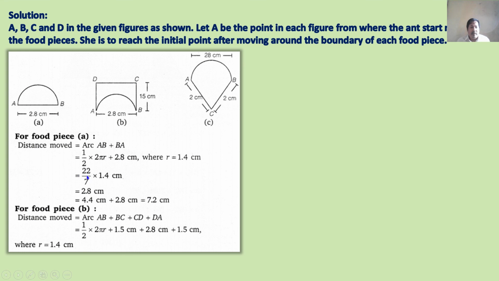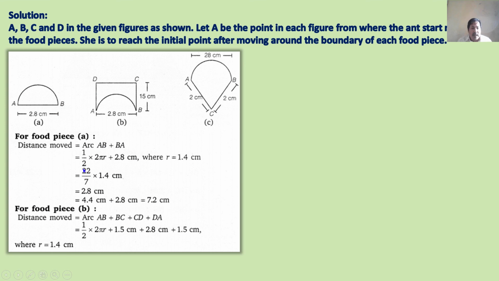So here we have this part. Now you get here 22 by 7 into r, means 1.4. If you cancel 7 and 1.4, you will get 0.2, and if you multiply with 22, you will get here 4.4 plus 2.8 centimeter. This is not equal to, it should be plus here, okay?